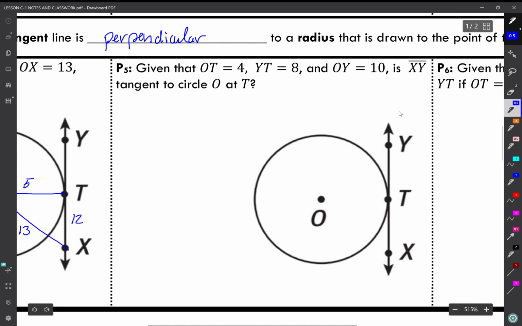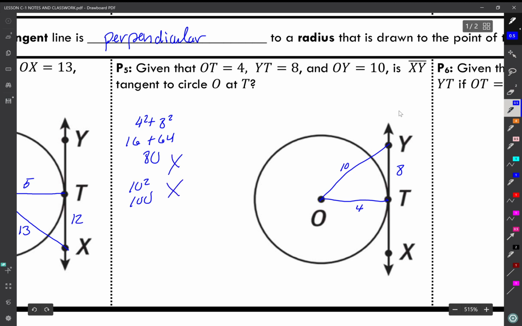So we'll do a very similar thing in number 5. Okay, let's check it again. So we know that OT, this time, is 4, and then YT is 8, and then OY is 10. Is XY tangent to circle O at T? So let's take our 2 smaller ones and plug them in. This would be 16 plus 64. Adding those together, that's equal to 80. And let's check the 10 squared. That's 100. So no, they do not equal. So that's not a right triangle, and my answer is no. I'll just put a no here. Okay, it's the same thing.